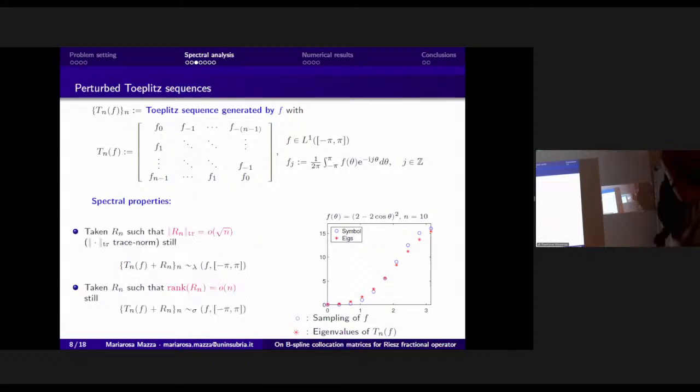Okay, so what happens if we take a Toeplitz plus something else? Well, it depends on what are the properties of this something else.